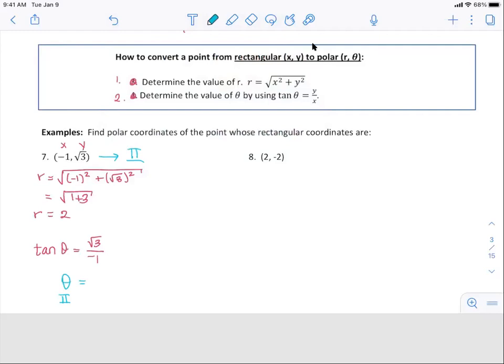Where is the tangent equal to -square root of 3? Tangent is equal to square root of 3 at pi/3. So to get into quadrant 2, 2 pi/3 is the answer that we are looking for. We need to make sure that our answer is in the same quadrant as the ordered pair that we talked about. So now we know our ordered pair (r, theta) is (2, 2 pi/3). Pause your video and try the last example yourself, the ordered pair (2, -2).